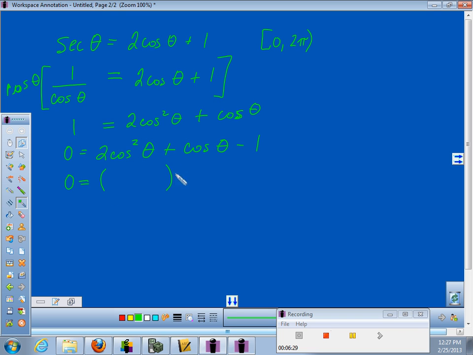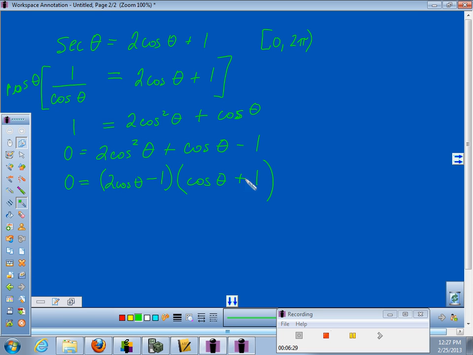Yeah, might as well try to factor it. And so, yeah, it does work. It'd have to be 2 cosine and 1 cosine if it's going to work, and it's got to be 1 and 1. Signs have got to be opposite, so negative, positive. Okay. Looks pretty nice.